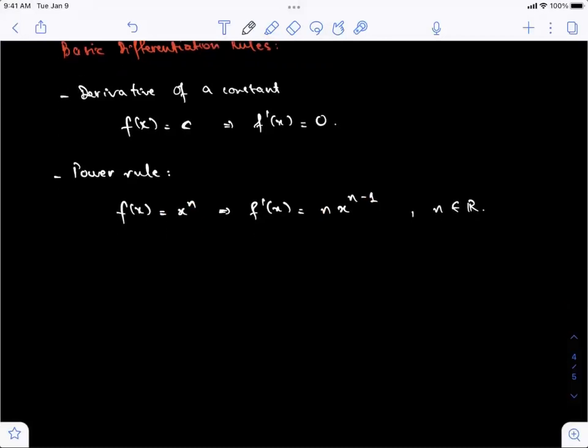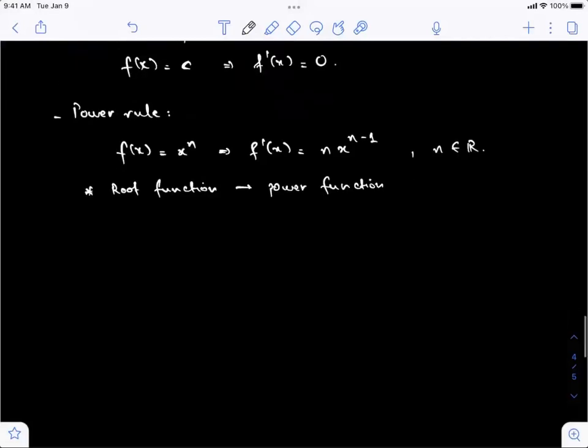A few notes for using the power rule: when you see a root function, you can turn that into a power function, and it's going to be a lot easier to find the derivative. Or when you see a reciprocal function, you can turn that into a power function as well. It's very helpful for finding the derivative. So when you have a root function, you can turn that into a power function.